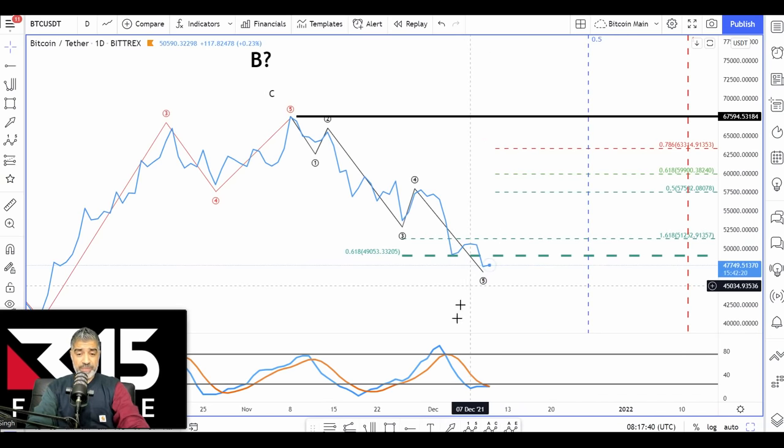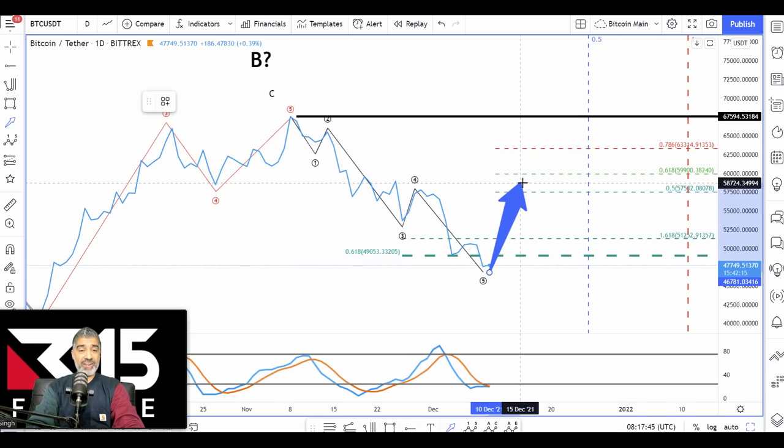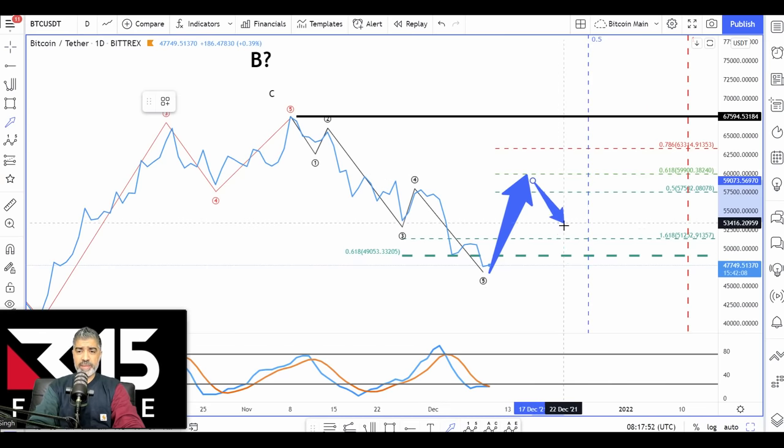And what should we anticipate? Well, more often than not, corrections occur in a minimum of 3 waves. So this is like a correction to the correction. A wave 2 or a wave B. We don't know this yet. It'll be typically something like this.